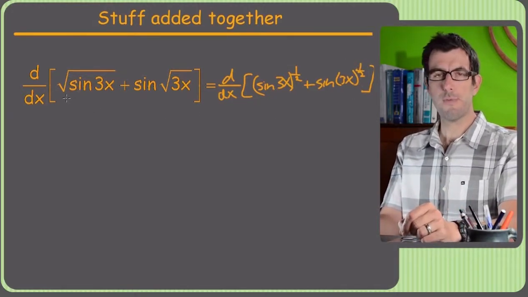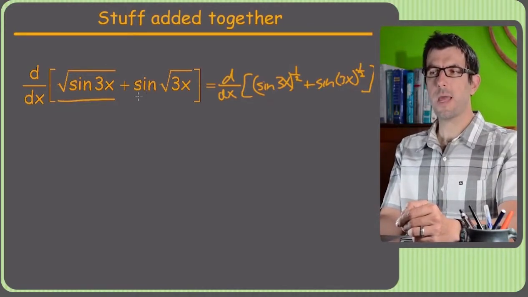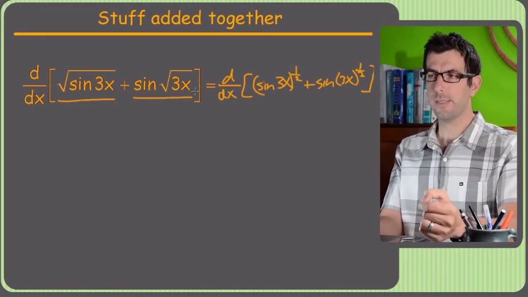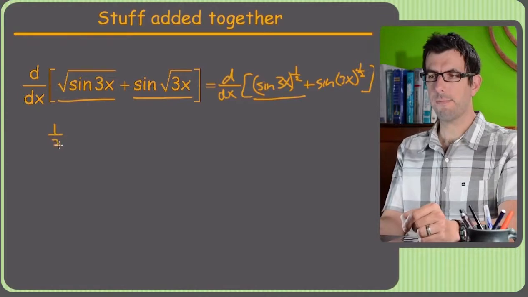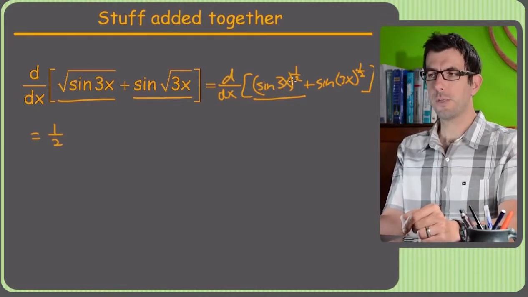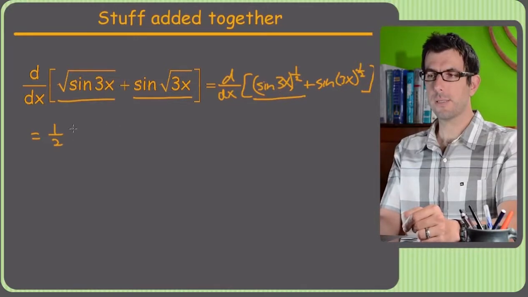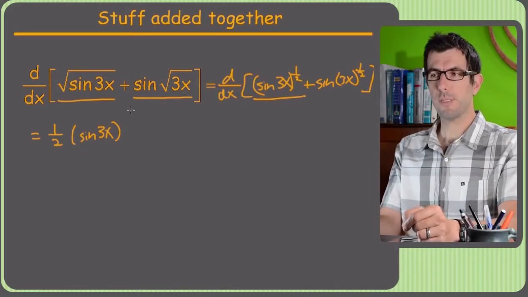All right, so since we have the derivative of something added to something else, we're just going to get the derivative of this and the derivative of that totally separately. So the derivative of this first term, it's just a power rule, so it's going to be 1/2 times the same, we're just going to keep our u, so that's sine 3x. And now our new exponent is 1/2 minus 1, which is negative 1/2.